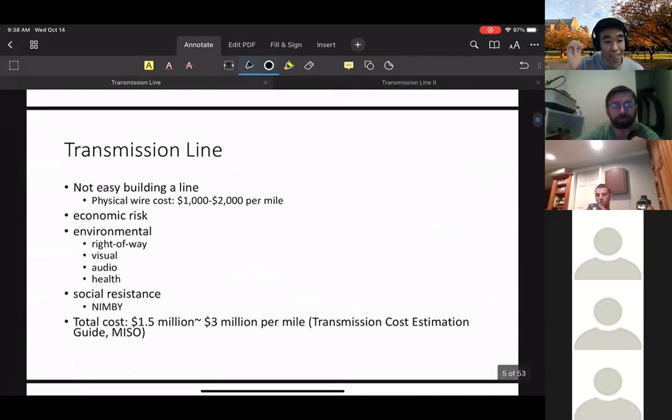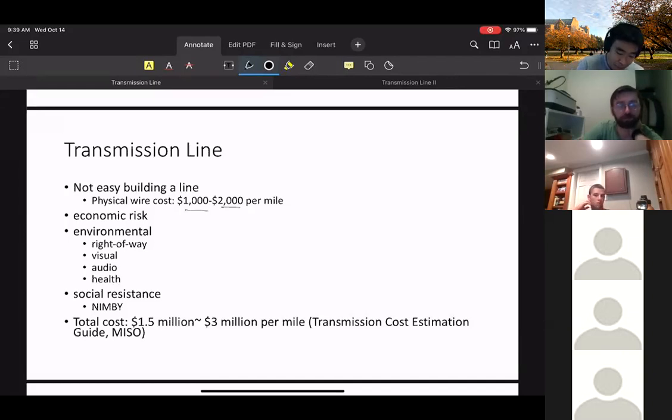If you look at the actual material cost of a transmission line, it is in some sense trivial. The material cost is about $1,000 to $2,000 per mile, which is very low compared to any other infrastructure. That makes sense, it's just a bundle of metal wires. It doesn't cost all that much money. However, if you look at the total cost, if you want to build your own transmission line, how much do you have to pay?